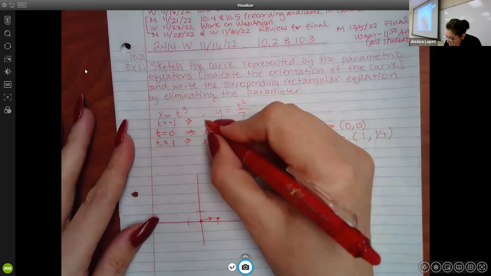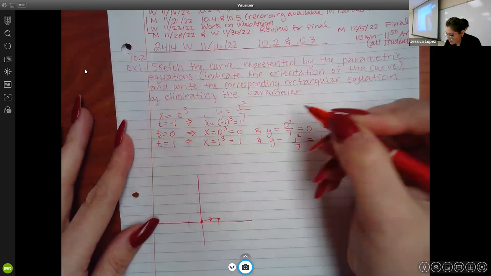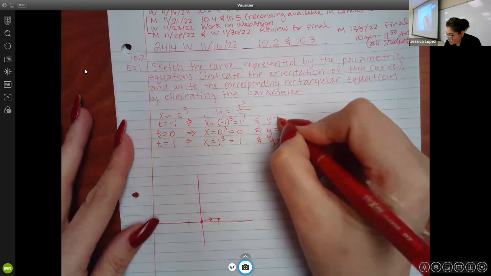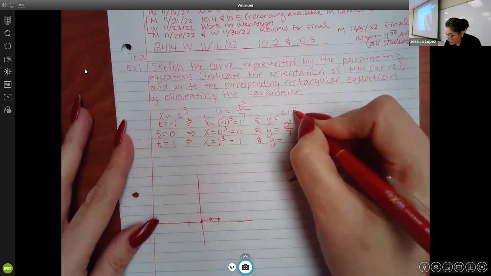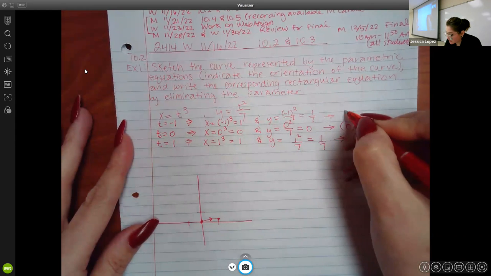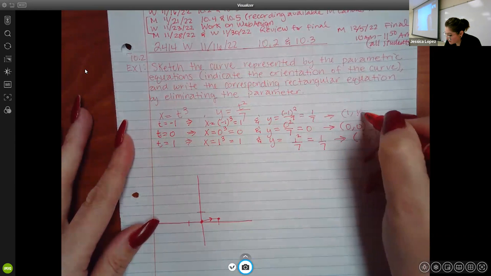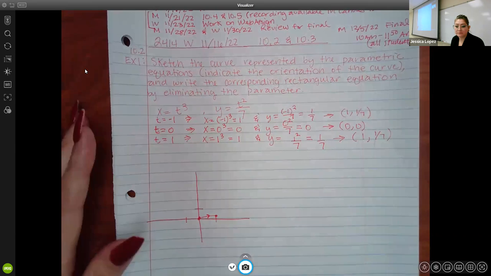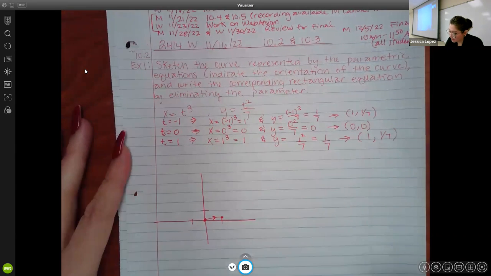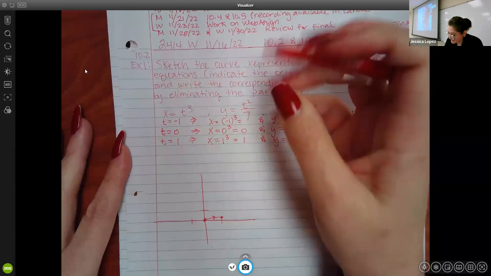So I'm going to get x equals negative one cubed, which is positive one, and y equals negative one squared over seven, which is still 1/7. So coincidentally, I end up with (1, 1/7). Oh, I made an error. What is negative one cubed?